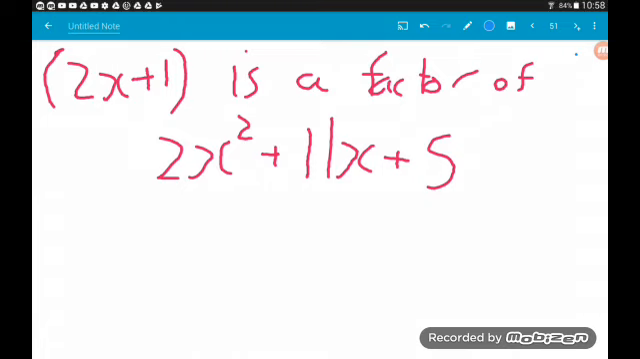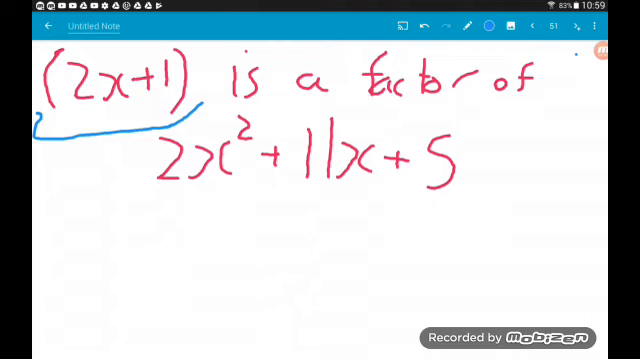So we want to use the factor theorem to show that 2x plus 1 is a factor of 2x squared plus 11x plus 5. What makes this a slight bit trickier is this potential factor, 2x plus 1. Now, we need to work out, if that is a factor, what would x be? Remember when we're solving quadratics or cubics by factorising, we get them in factorised form, and then we set whatever is inside each bracket equal to 0.